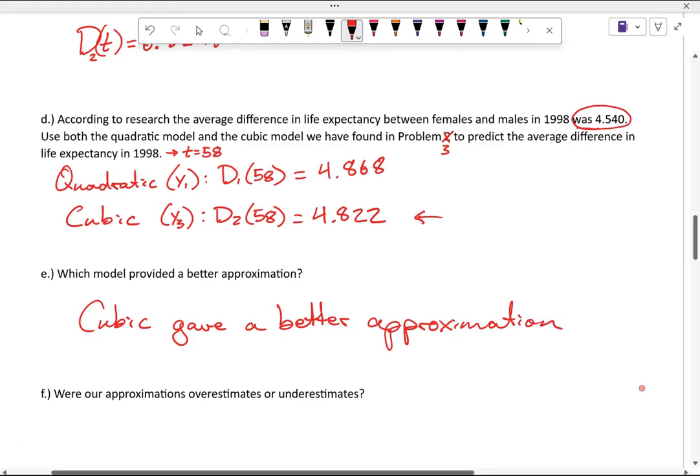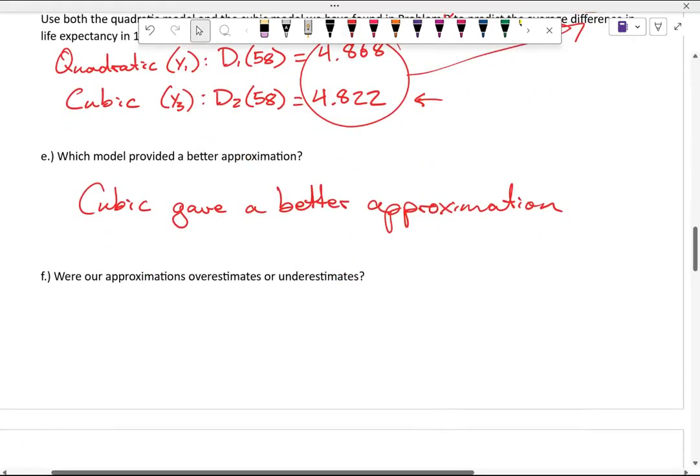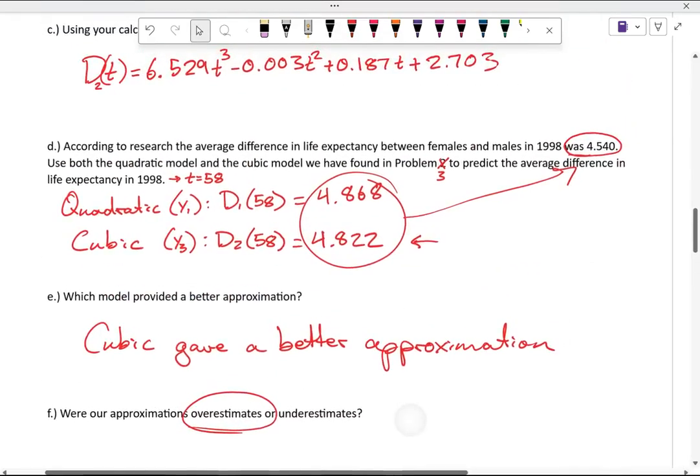Were our approximations overestimates or underestimates? Well, looking at the actual versus our predicted, our predictions were both over that actual value, so I would definitely say they're both overestimates for sure.